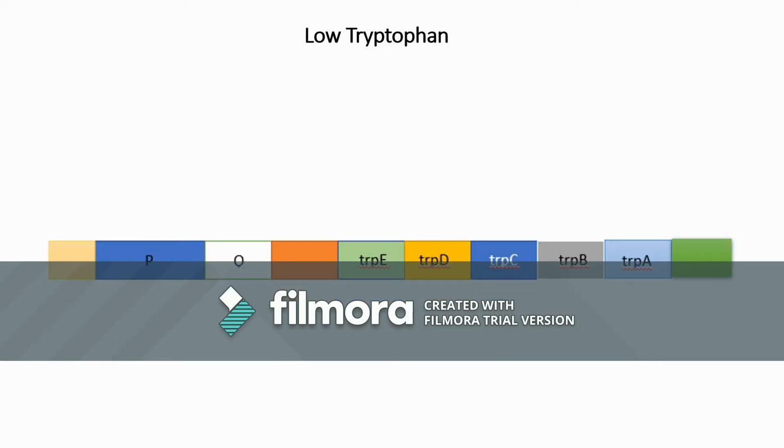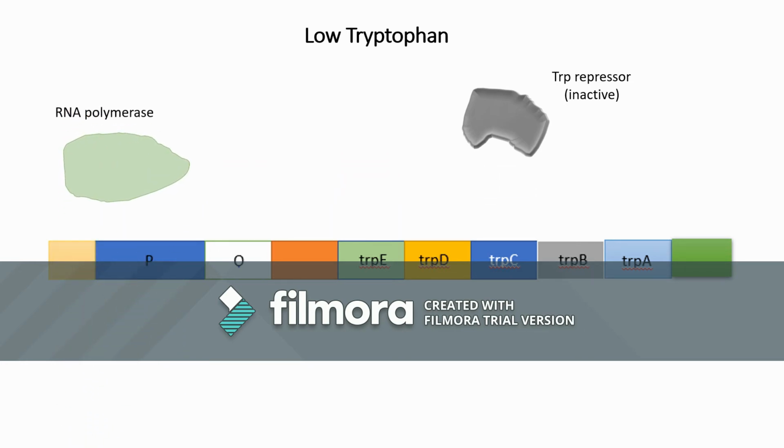When there is little tryptophan in the cell, on the other hand, the TRP repressor is inactive. This is because no tryptophan is available to bind to and activate it. It does not attach to the DNA or block transcription, and this allows the TRP operon to be transcribed by RNA polymerase. In this system, the TRP repressor acts as both a sensor and a switch.